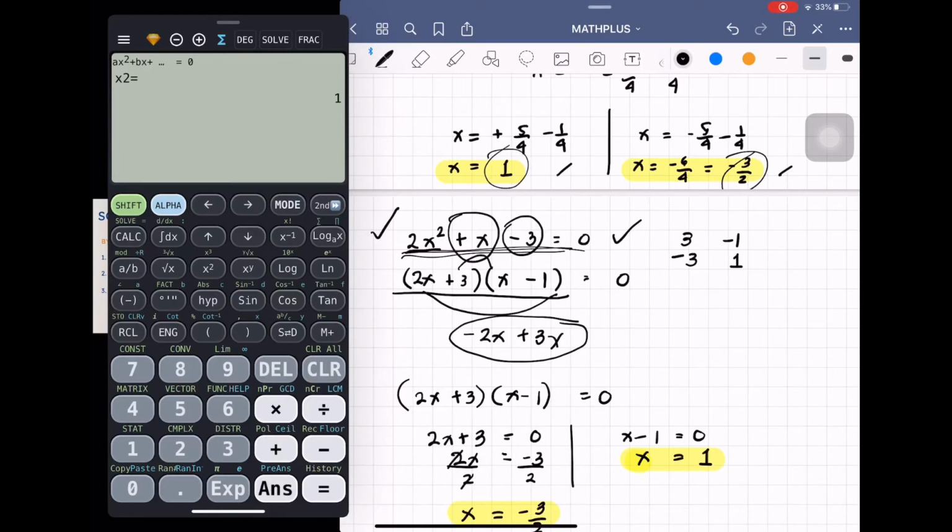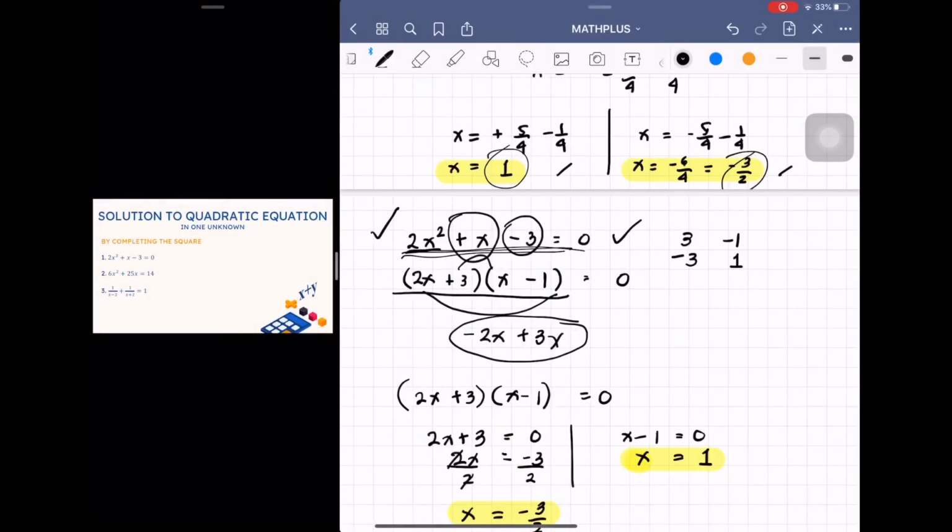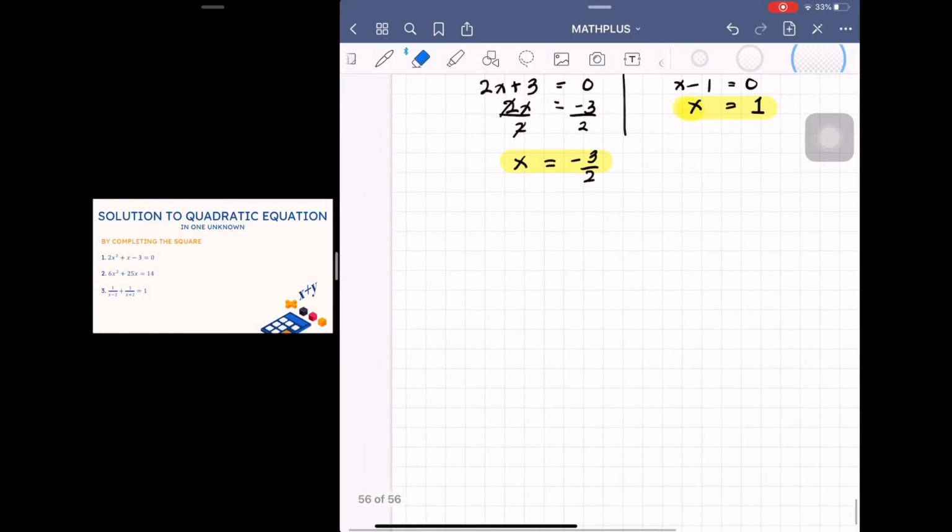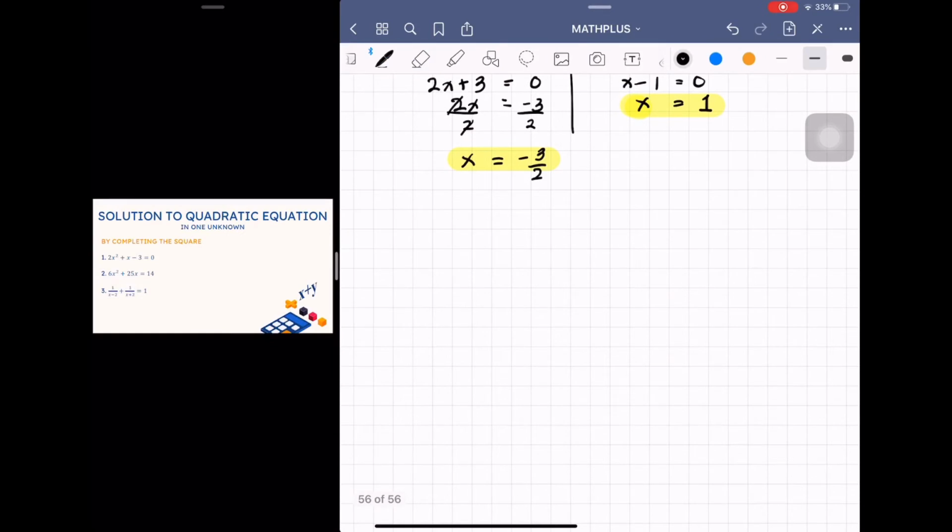That way, we're able to check that our answers are correct, okay? Let's move on to the next example. So if I'm going to take letter B, our second example is 6x squared plus 25x equivalent to 14. Of course, as a rule, your quadratic equation must be equated to 0 before you proceed on solving.